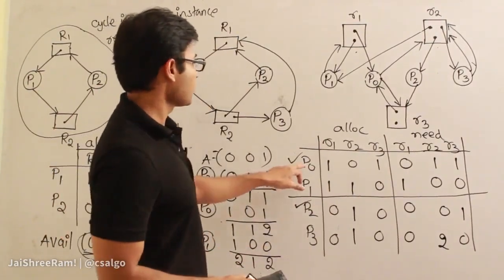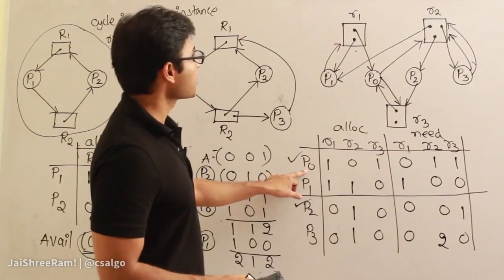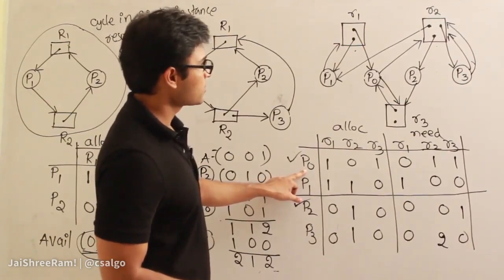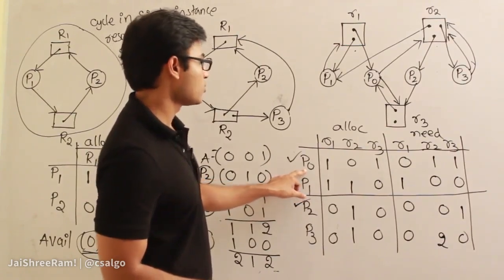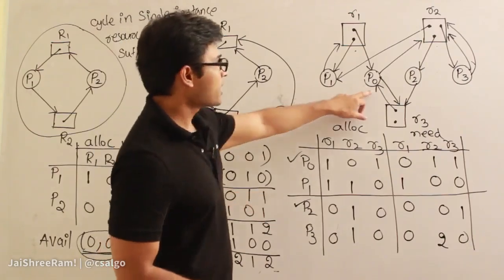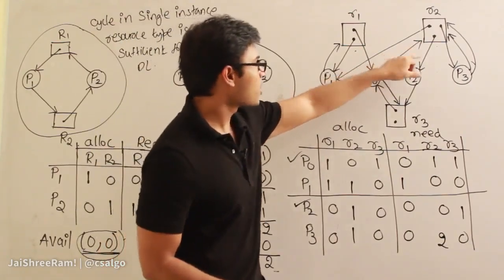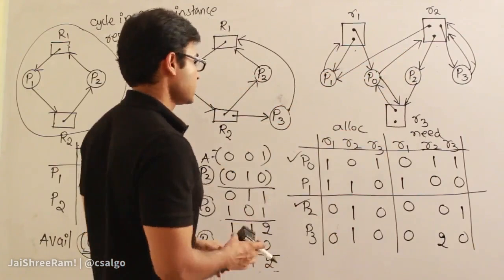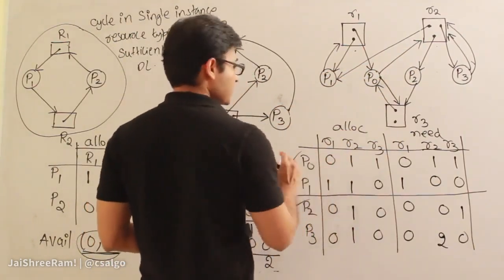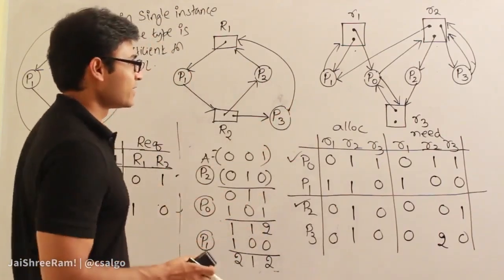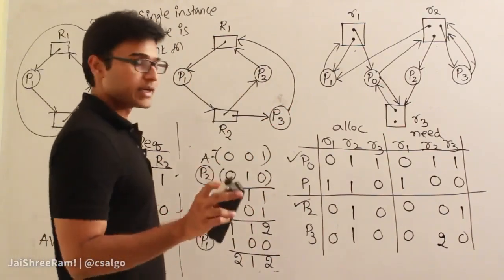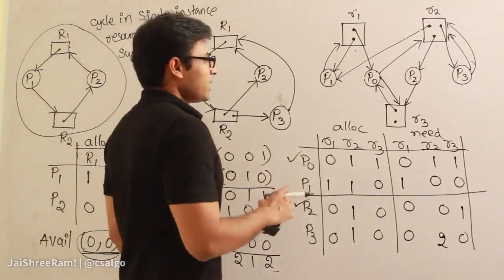What is the requirement of P0, or what is the allocation for P0? P0 is allocated with one instance of R3 and one instance of R2. This is where I wrote it wrong. P0 is actually allocated with one instance of R2 and one instance of R3. Just be careful. This is really confusing. You have to be very careful while you write this. Please be careful. I think others are right.